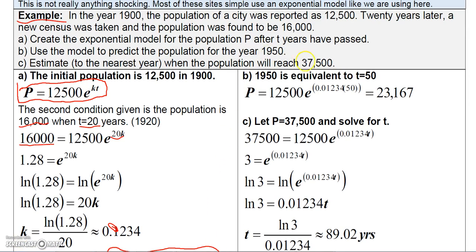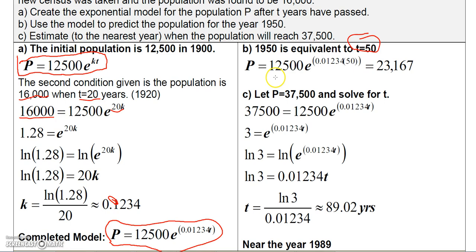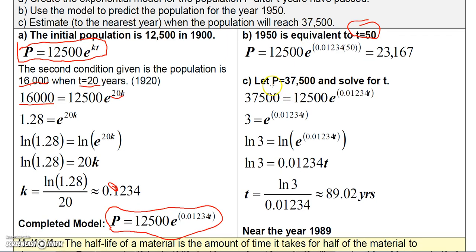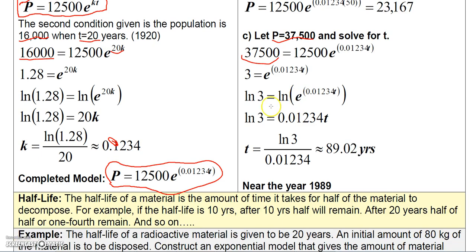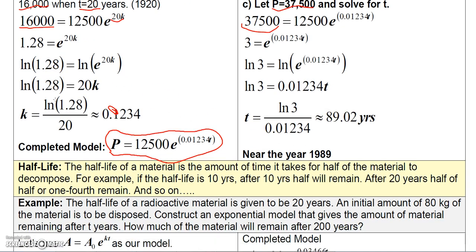Then part B says predict the population in the year 1950. That's the easy one. All you have to do is plug 50 in for the t value and grab your calculator. The next one says, when will the population reach 37,500? On that one, we let P equal 37,500 and solve for t. You divide both sides by 12,500, which gives you 3. Then take the natural log of both sides, and you get natural log of 3 is equal to 0.01234t. Divide by 0.01234, and you'll get t, which is about 89 years, or the year 1989.